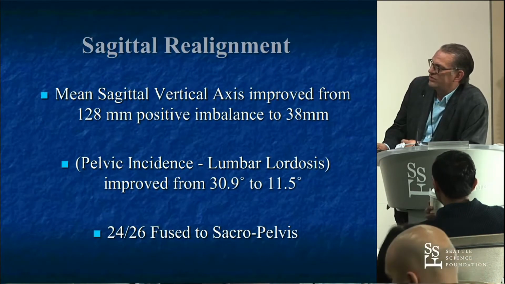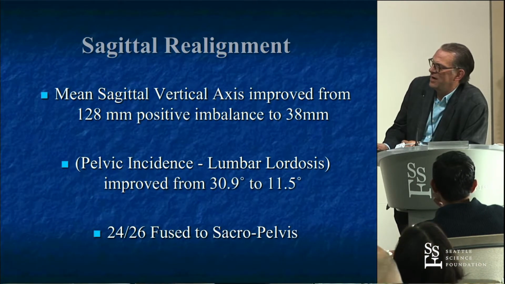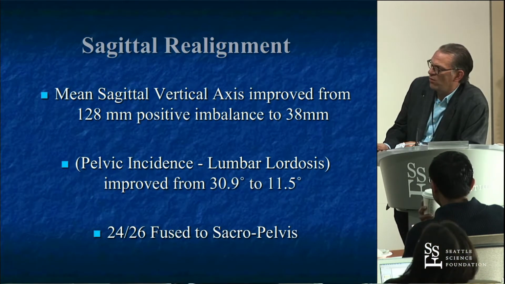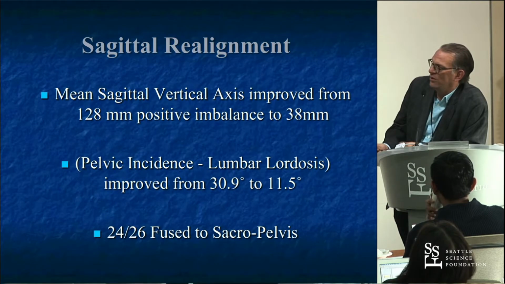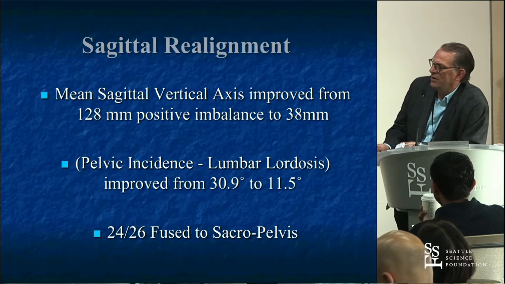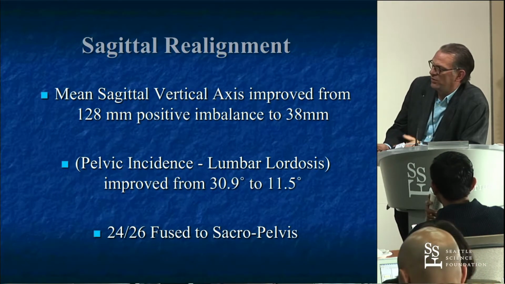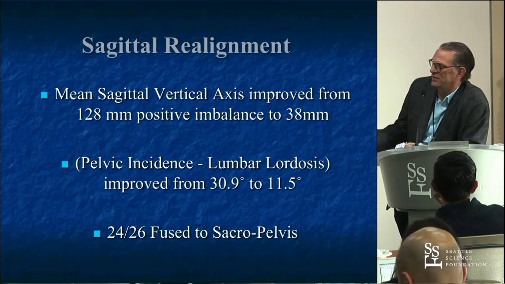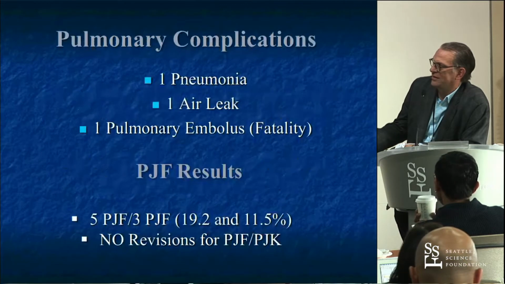So our overall sagittal realignment: we got the SVAs down to a mean of 40 or a little less than that, and we got our mean pelvic incidence to lumbar lordosis mismatch down to about 11 degrees. 24 of the 26, again, were fused to the sacropelvis, except for the 2 rigid thoracic kyphoses.